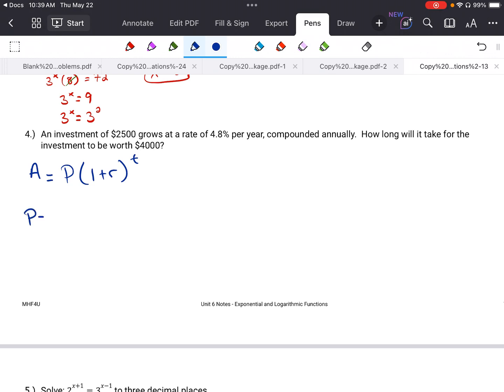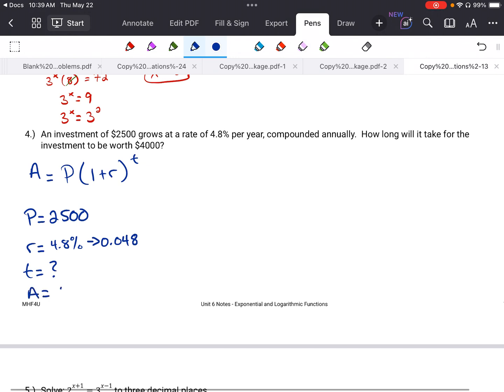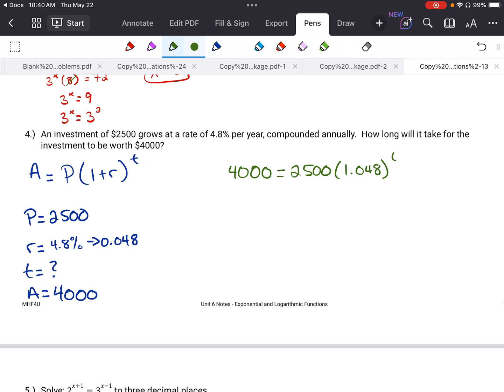Okay, our P is our principal amount, so how much they're investing, 2,500. The r is the interest rate as a decimal, so 4.8% is 0.048. The time is the years. It's asking us how long, so we don't know that, but we do know the end amount, which is 4,000. So let's plug these into our formula. We get 4,000 equals 2,500 times 1.048 to the power t.